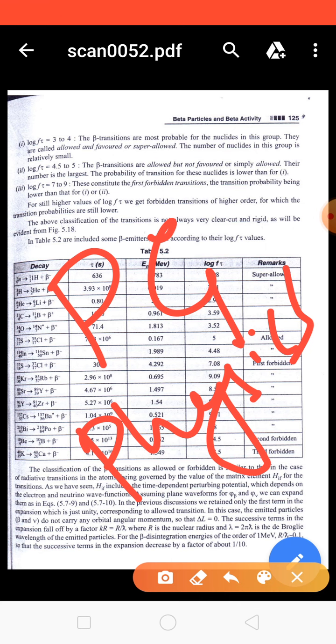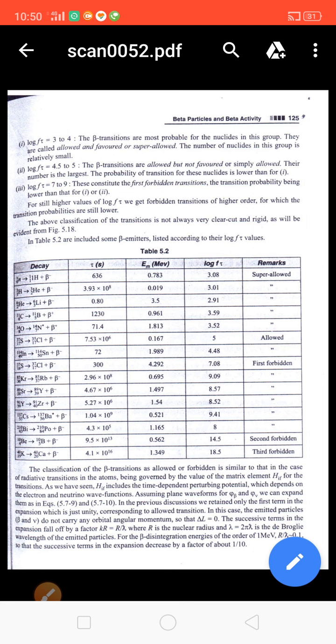Just revising the previous topic, whatever we have discussed in earlier classes. Log ft values: I have told you that ft is nothing but the comparative half-life. The product f into t is called the comparative half-life, and on the basis of the log ft graph, we differentiate the beta decay transitions, whether the transition is allowed or forbidden, first forbidden, second forbidden, like that: super allowed, simply allowed, first forbidden, second forbidden, third forbidden. So all these transitions are differentiated by using the log ft value.